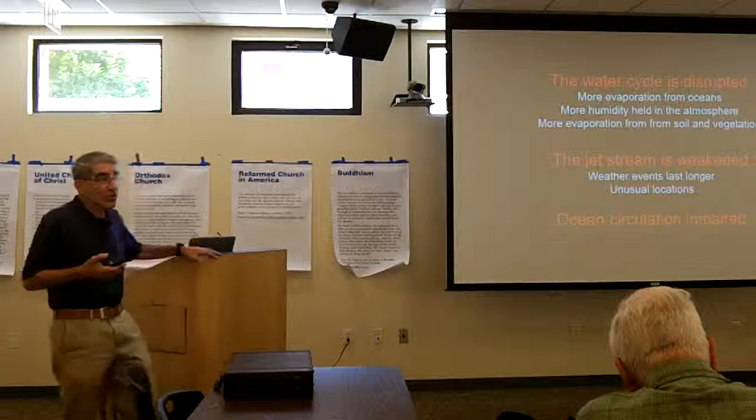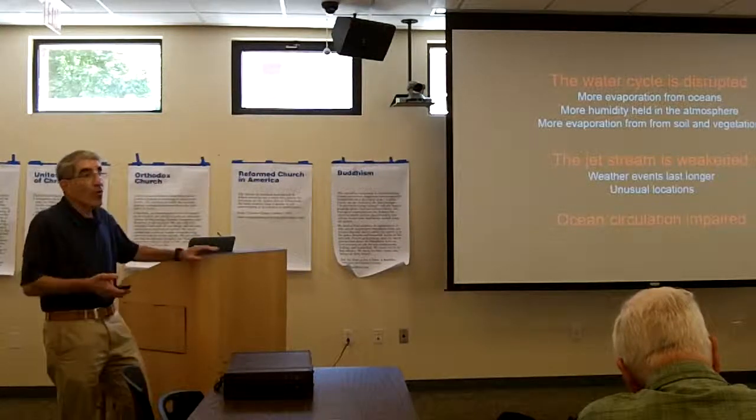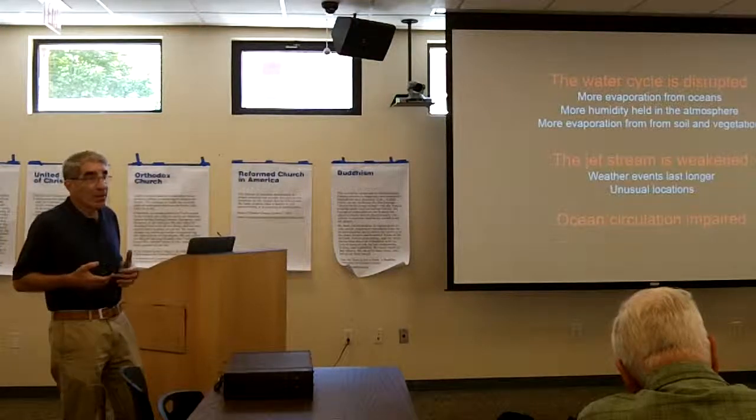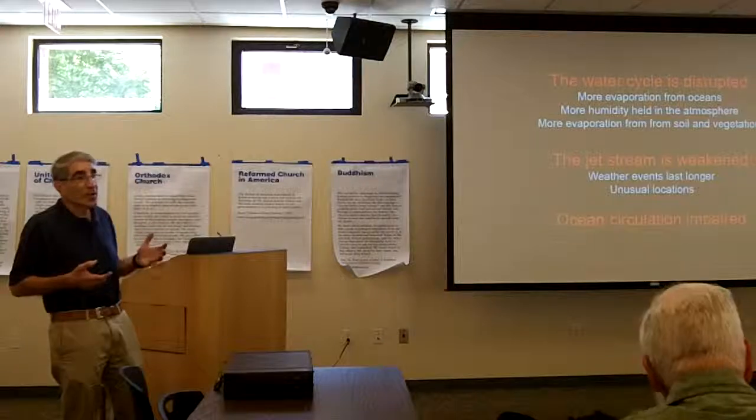But the converse is also true. When we have drought, because it's warmer, more water evaporates from the land, more water evaporates from the plants, and so droughts become much more severe.